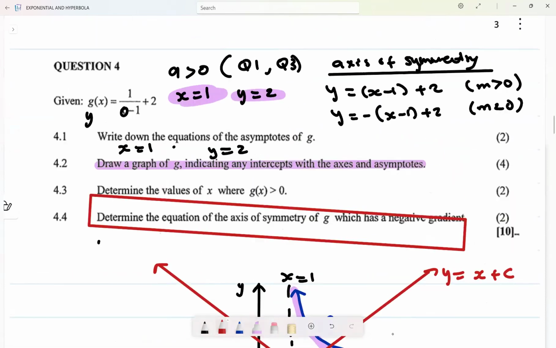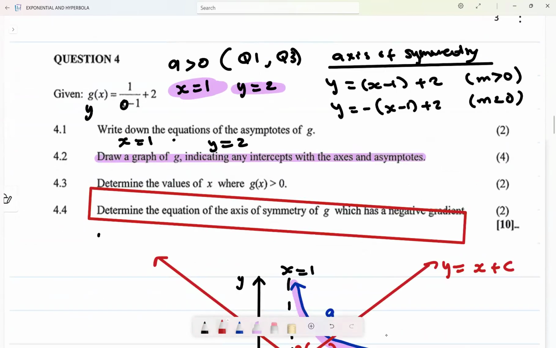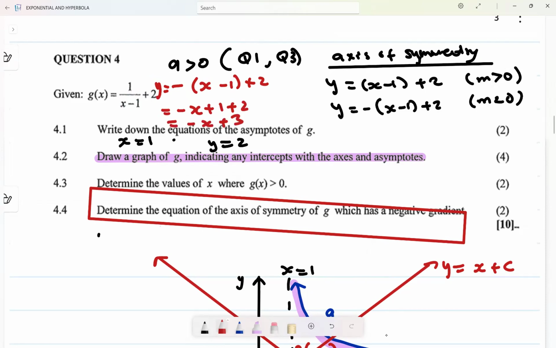But what I like to do is that come here. Here is the axis of symmetry. With a negative gradient, you just say negative into x minus 1 and then plus 2. Don't forget it is y. And then it's going to be negative x. Then negative by negative, it is plus 1 plus 2. So it is negative x plus 3. Can you see it's the same?